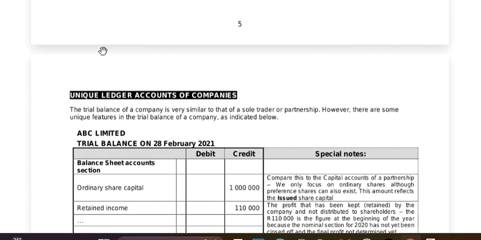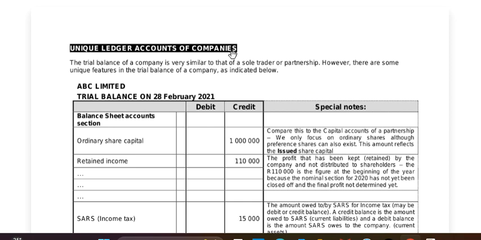And we have unique ledger accounts of companies. The trial balance of a company is very similar to that of a sole trader or partnership. However, there are some unique features in the trial balance of a company as indicated below. These are the new accounts that you're going to come across in grade 12 that were not there in grade 10 and grade 11.